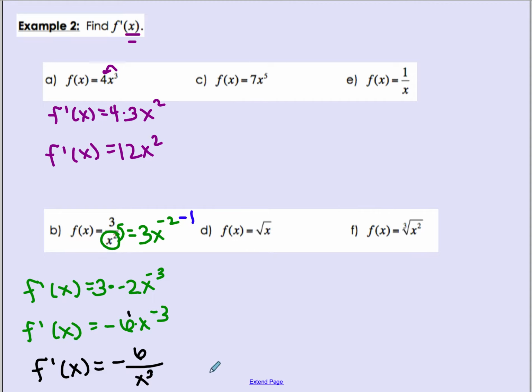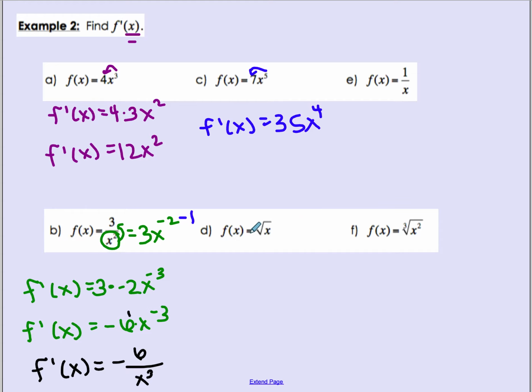C, we have 7x to the 5th. I would take my derivative, bring the 5 down. I'm just going to skip to what it'd be. It'd be 7 times 5, so I have 35. Then I would have x to the 5 minus 1, which is 4. There's my derivative for that one.